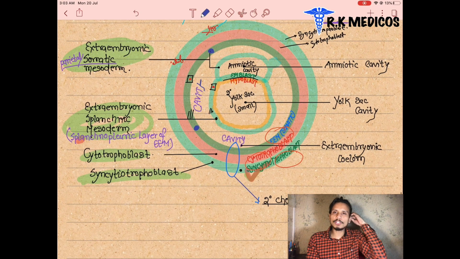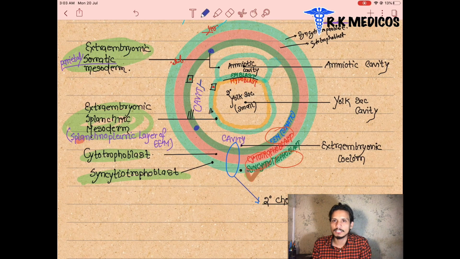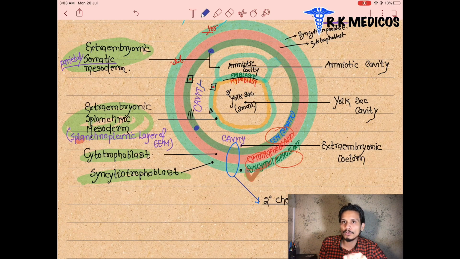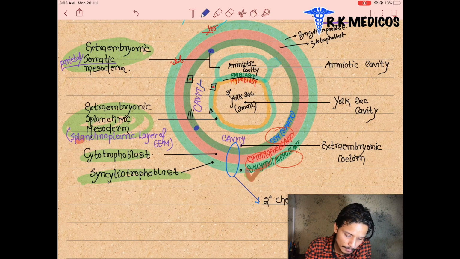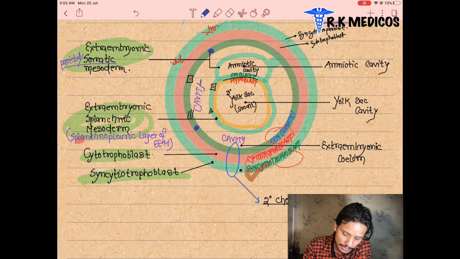What is the primary chorionic villi? The primary chorionic villi is formed by the cytotrophoblast and the syncytiotrophoblast invading, but these three are combined together. That is the extra embryonic mesoderm. Which part of extra embryonic mesoderm? That is the outermost part, the somatic or parietal layer of mesoderm. This somatic and parietal layer of mesoderm is combined with syncytiotrophoblast and cytotrophoblast and forming this structure.